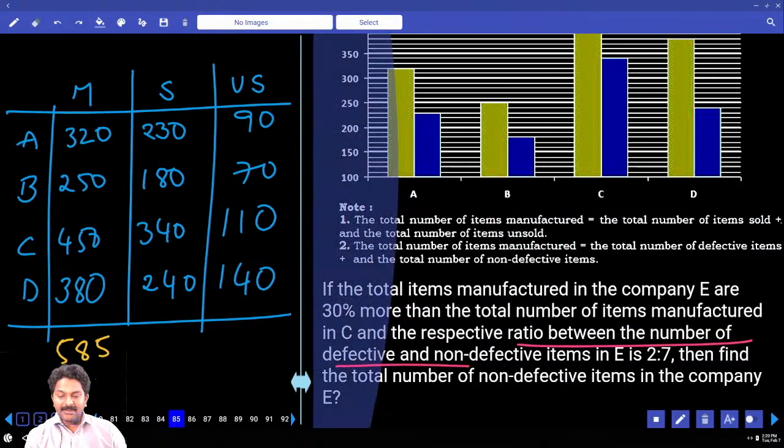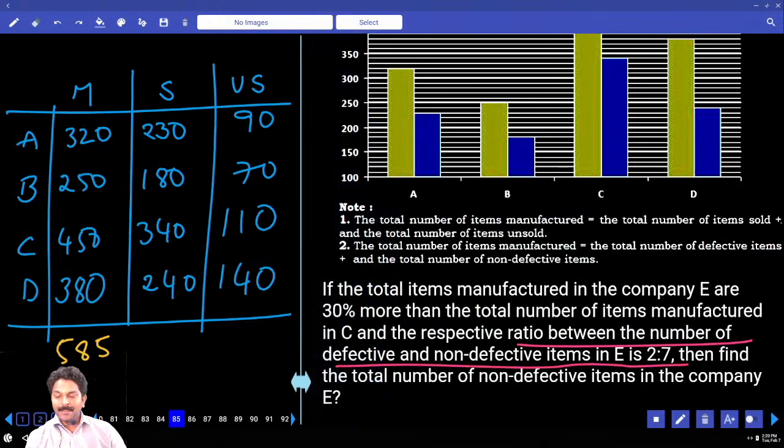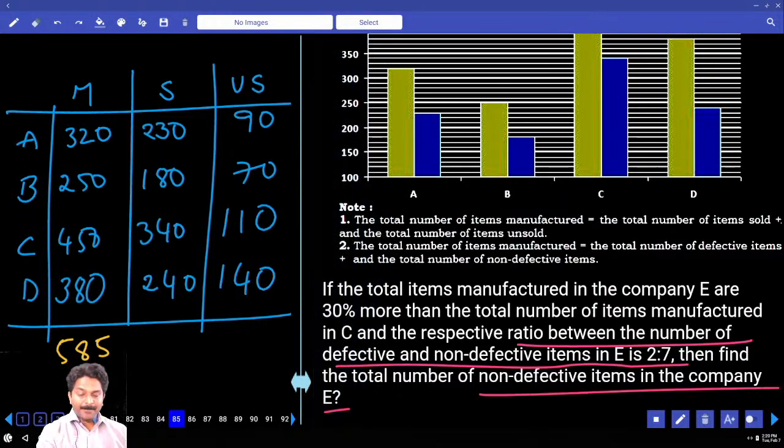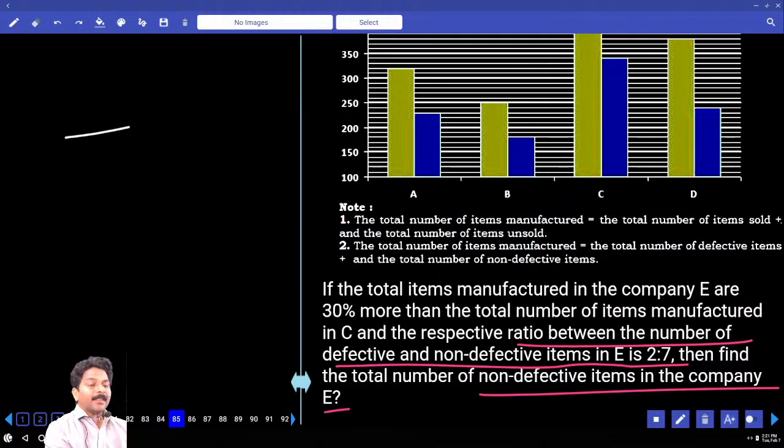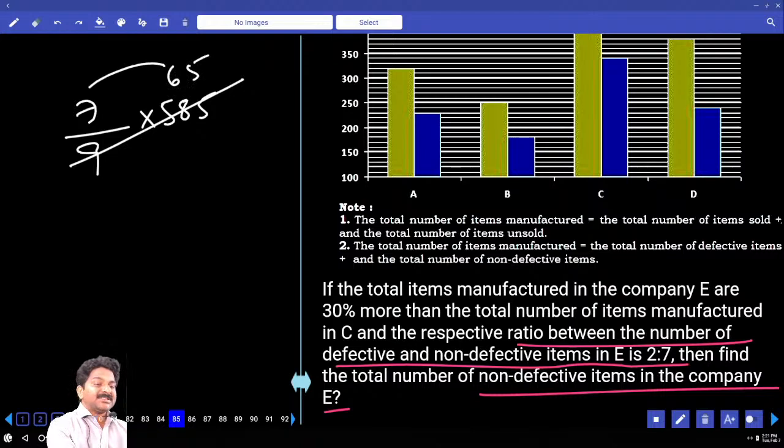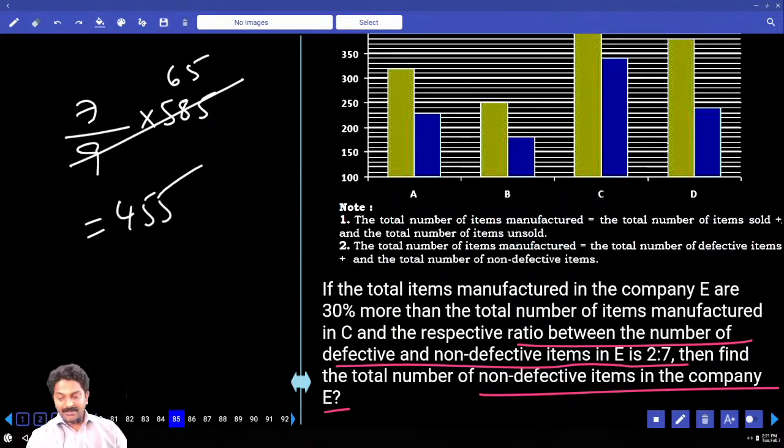The ratio between defective and non-defective items in E is 2:7. Find the total number of non-defective items in company E. So defective, non-defective, ratio 2:7. In total how many parts? Out of 9, how many are non-defective? 7. Among 585, 9 times 65 is 585, so 7 times 65 is 455.